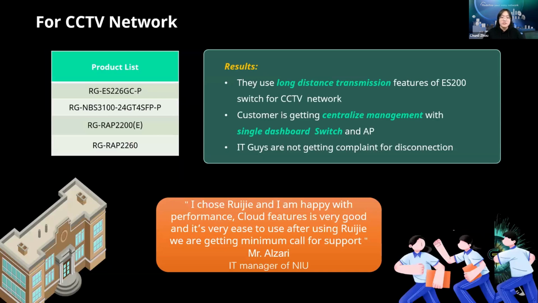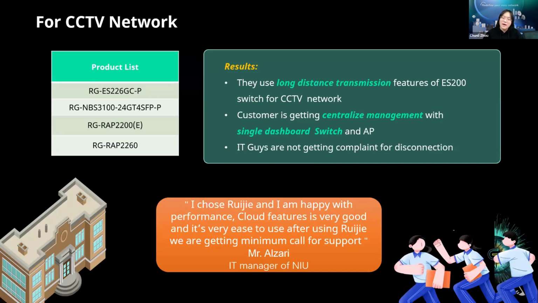Okay, so they chose ES200 series switches because they support long distance transmission. And they changed the devices into Reyee switches and Reyee AP in this project because they want to centralize the management with Reyee Cloud. So now they can centralize all the devices with one platform. Okay, and then the network stability was improved, and they can quickly troubleshoot and solve problems. So the IT guys are not getting complaints for disconnection.